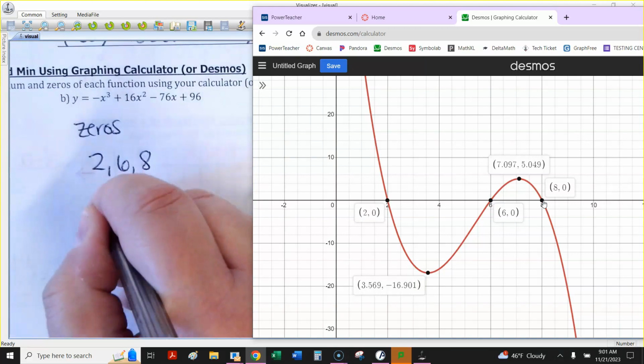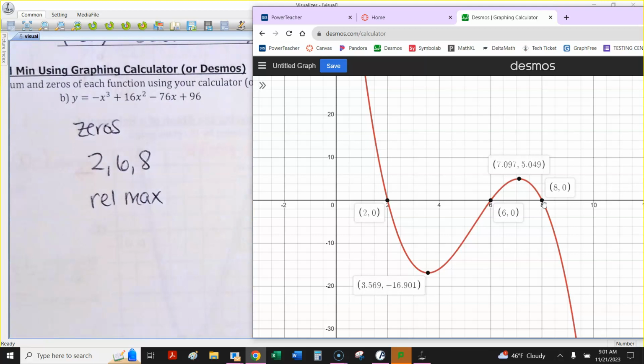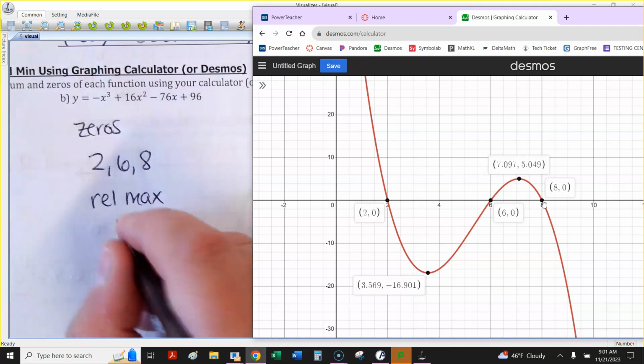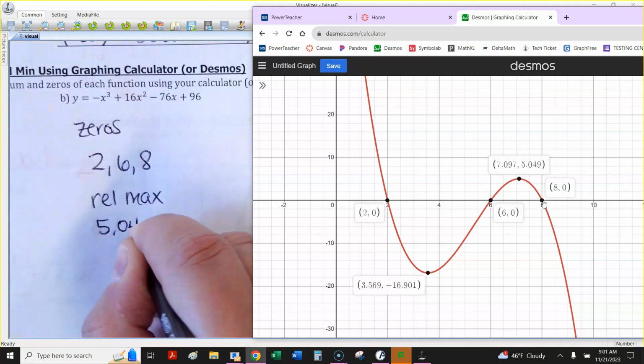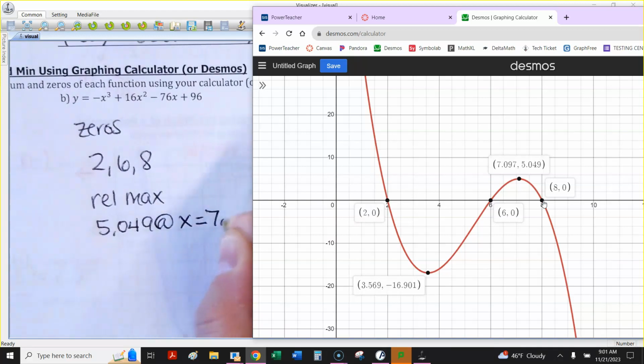And for my relative maximum, let's see, it's just kind of like at the top of an upside down parabola. So I'm looking at that point right there, 5.049 at my x value of 7.097.